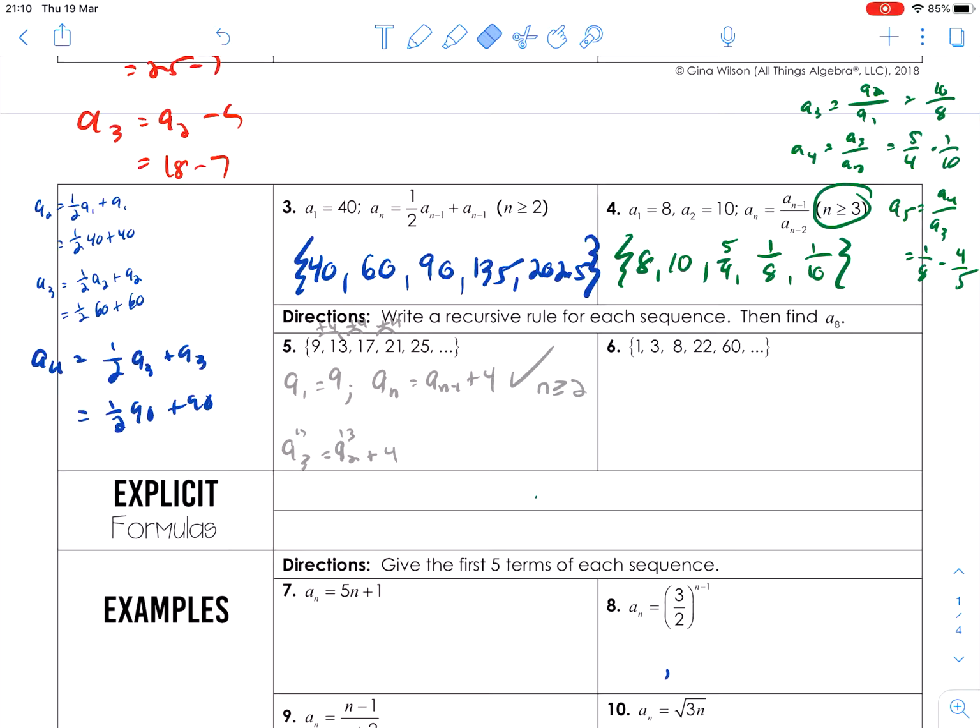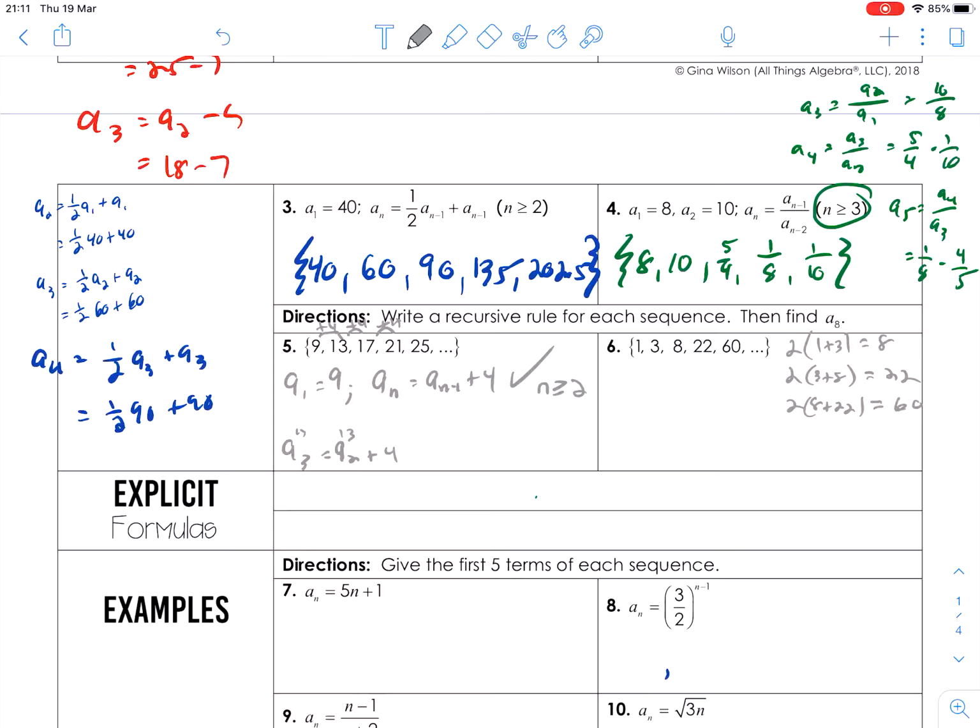So for example, 1 plus 3 times 2 gives me 8. And it also is 3 plus 8 times 2. That gives me 22. And also 8 plus 22 times 2. That gives me 60. Nice.